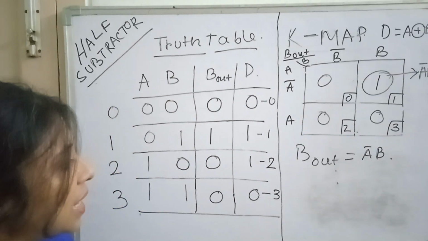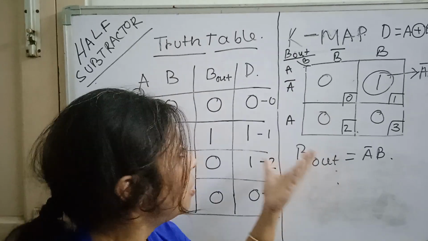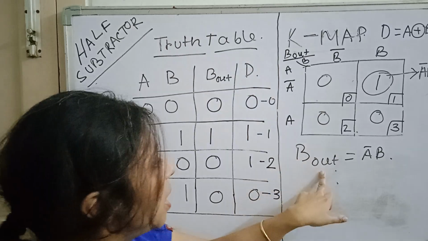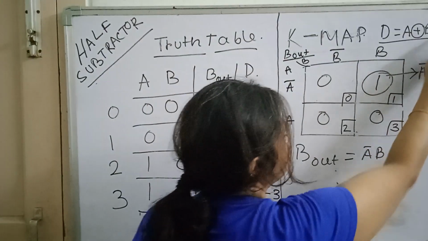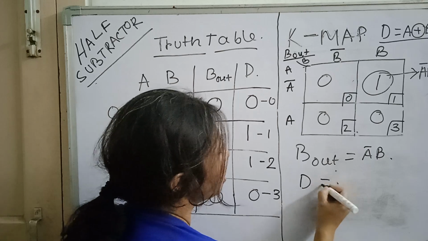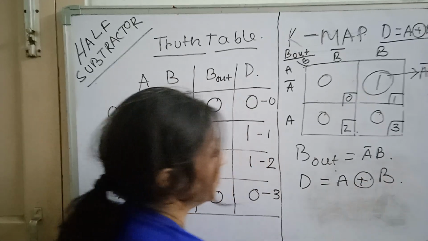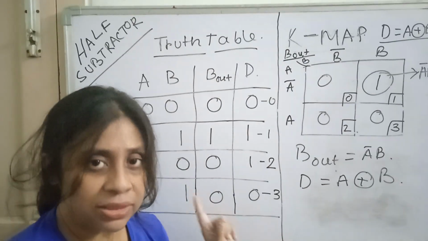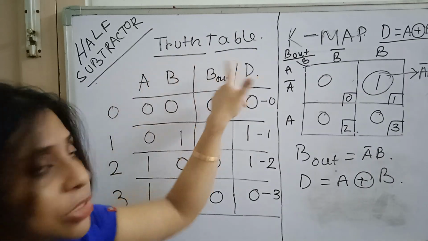Now what is the next step? We have got 2 expressions for 2 individual output lines. One is B out, that is A bar B, and the other is our difference expression. Difference is equal to A XOR B. So what is our next step? We have already done 3 steps. Step 1 is to have the truth table.